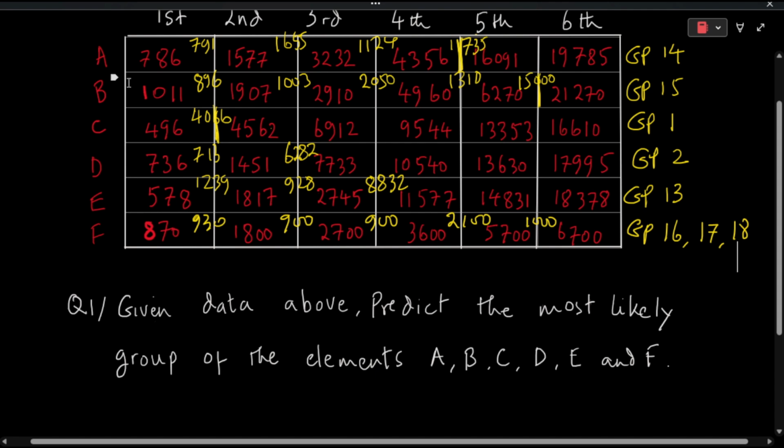So element A, most probably in group 14, element B, possibly in group 15, element C, group 1, element D, group 2, element E is probably a group 13 element, and element F could either be a group 16 element, group 17, or group 18 element.